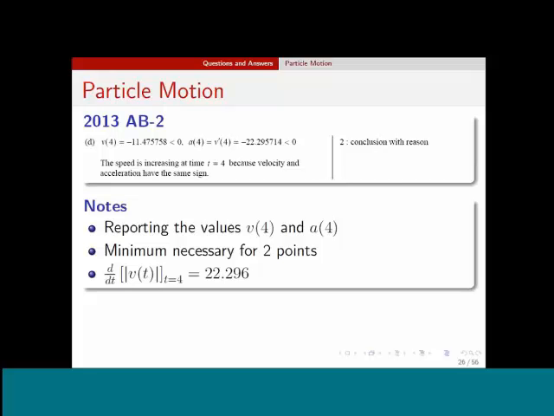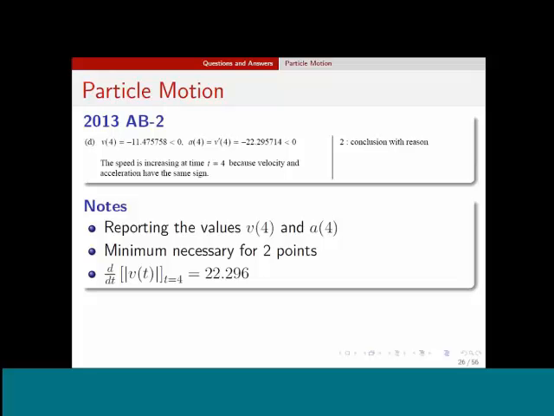Now let me make a couple of comments about this. We didn't ask the student to tell us what V of 4 and A of 4 were. So the truth is that they don't have to. They could just say V of 4 is less than 0, A of 4 is less than 0. And therefore, since they have the same sign, the speed is increasing. The issue is if they decide to give us values, then the values they give us must be correct up to 3 decimal places, rounded or truncated.